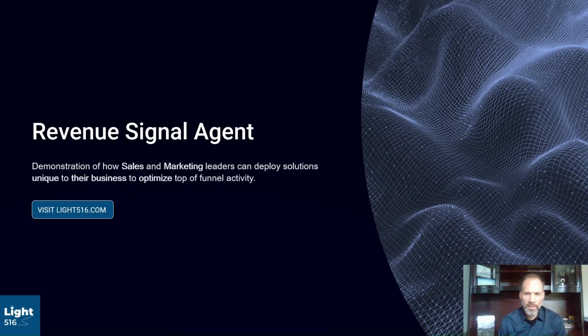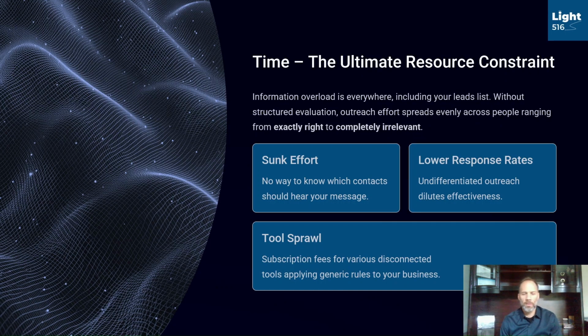I'm Walt Raleigh, and today I'm going to demonstrate something I built called the Revenue Signal Agent. What this shows is how you can build your own agent with custom code to help sales and marketing teams prioritize large lists of contacts that you may have gathered over the years or have purchased from lists. What this is going to help you do is optimize the time you spend working on your top of funnel activities. Let's get started. So why did I build this?